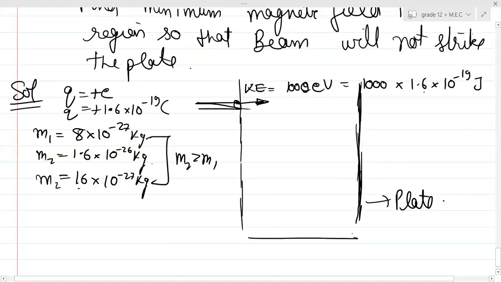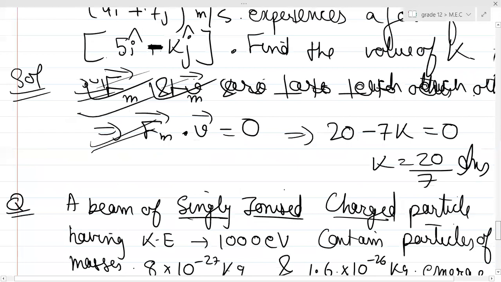The plate is at a distance of how much? D, which is equal to 0.01 meters. And I don't want my beam to hit this particular thing. We know they are applying a magnetic field in space. Yes or no? Are they applying a magnetic field in the space? Can you see over here?